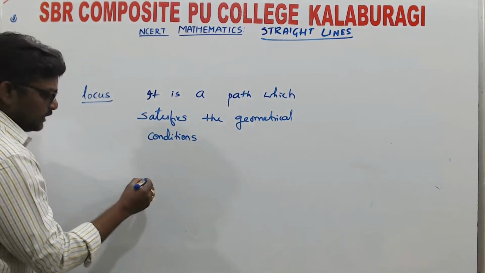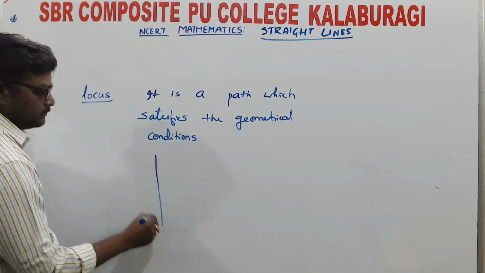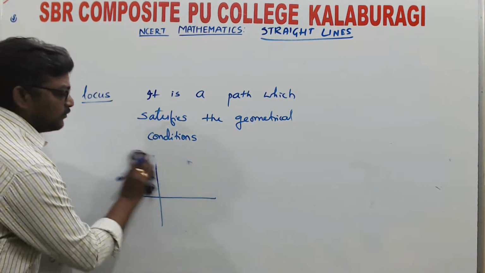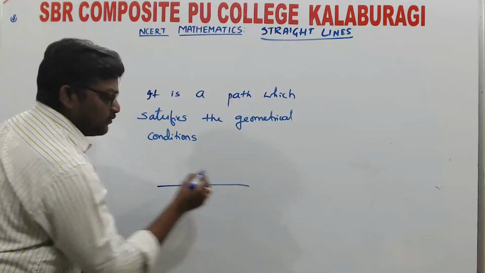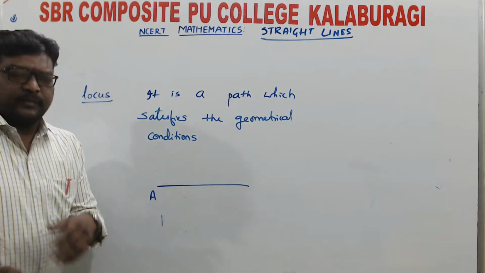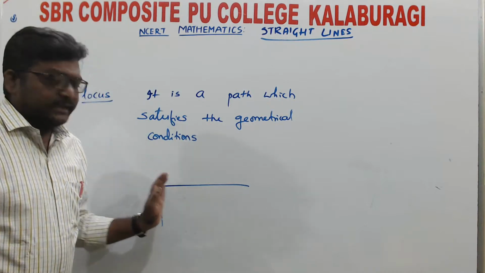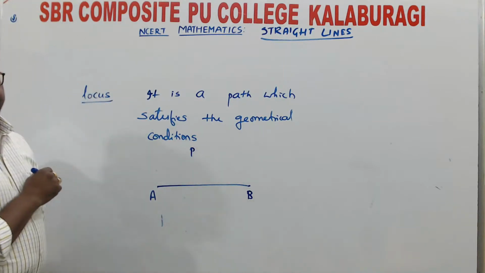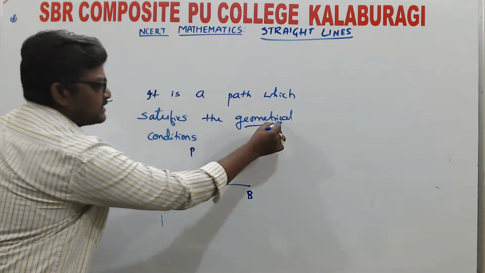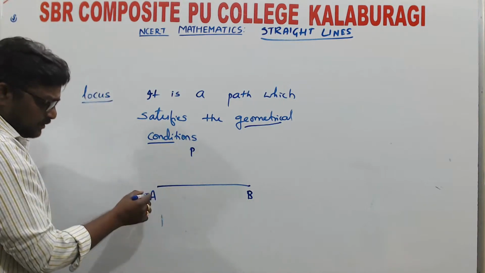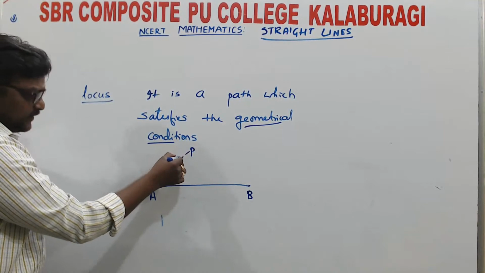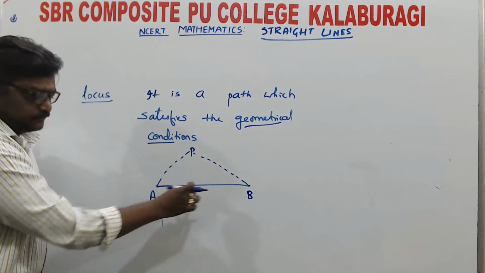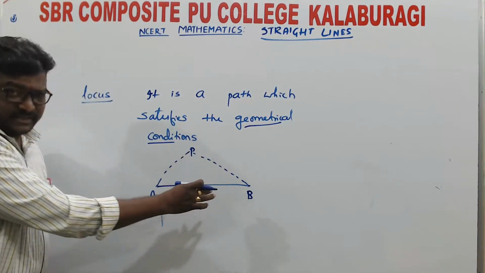For example, we have a locus point P. Because you don't know about circles and the remaining curves, here we are taking the example of a line only. We have AB as a line segment and we have locus point P. Here the geometrical condition is that P always keeps a fixed distance from P to A and P to B. It is always fixed to the 2 points with a fixed distance.